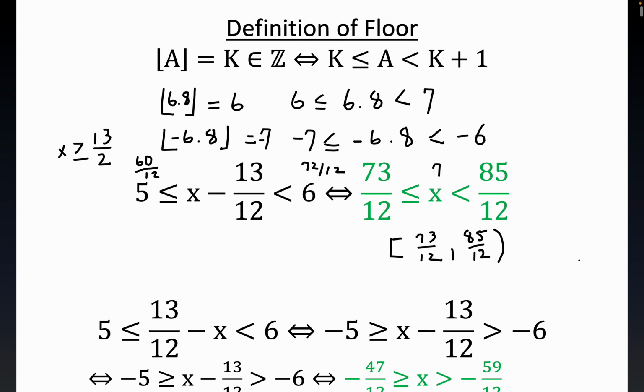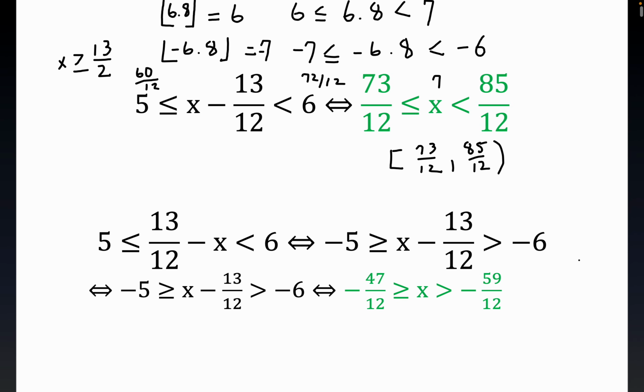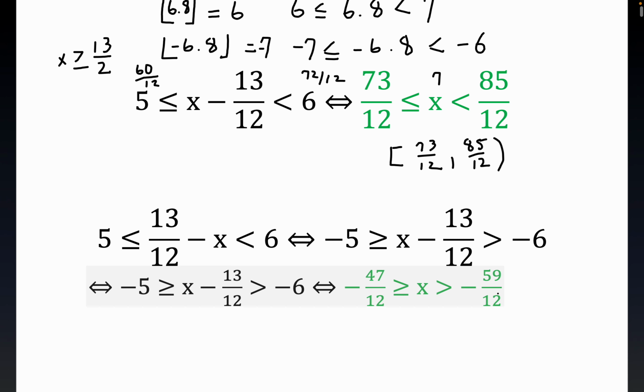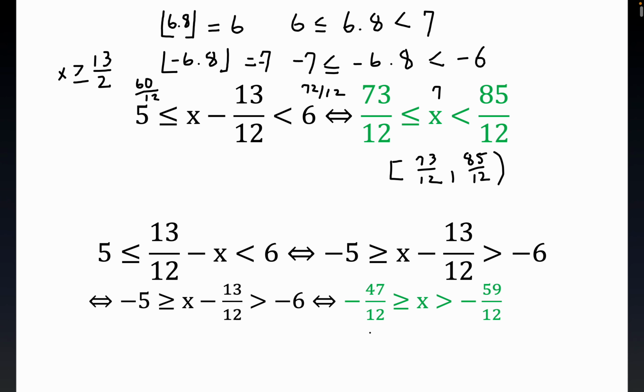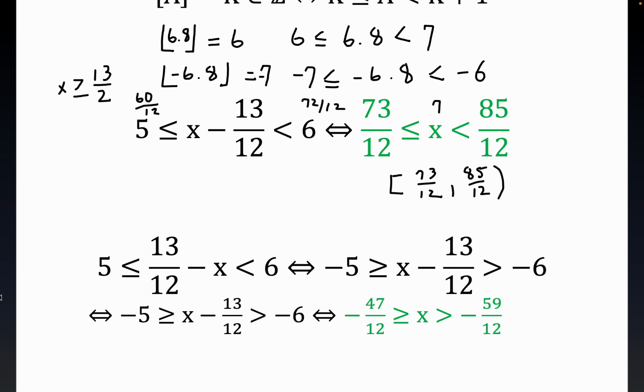Now also in a very, very similar fashion, I won't bore you with all the details, this would happen if x is less than 13 over 12, or 13/2, excuse me, less than 13/2. That should be 12 up there, shouldn't it? Okay, 13 over 12.